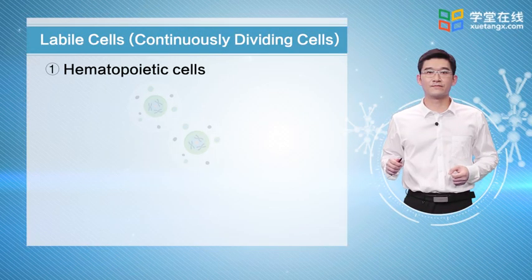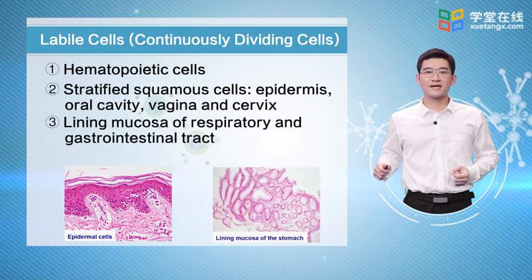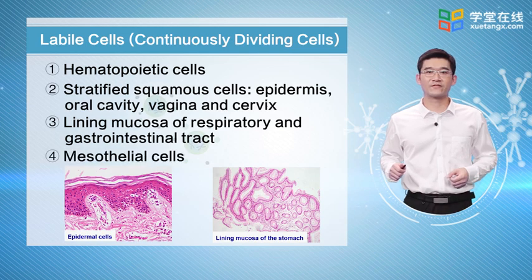Hematopoietic cells in the bone marrow and the majority of covering epithelial cells belong to the labile type, such as the stratified squamous surface of the skin, oral cavity, vagina, and cervix. The lining epithelium of respiratory, gastrointestinal, and urinary tracts, and mesothelial cells.